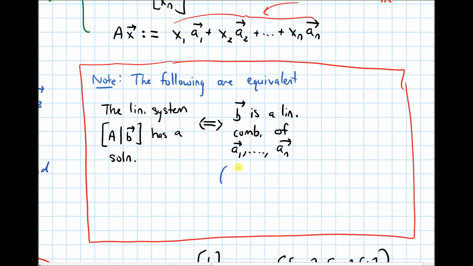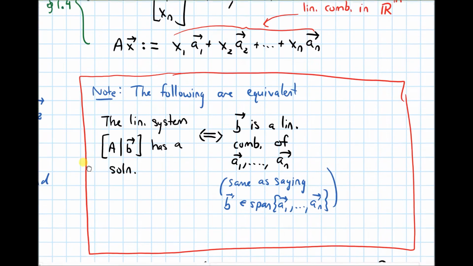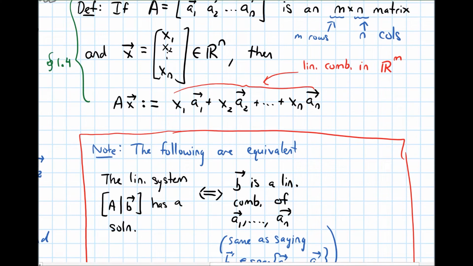Another way to say this is, note this is the same as saying, I can rewrite this using the word span. This is the same as saying that b is in the span of the vectors A1, comma, dot, dot, dot, comma, AN. And the reason why I wanted to introduce this notation, which we'll see again in 1.4, is I wanted to be able to say another way to say this right now, which is, so if b is a linear combination of these vectors A1 up until AN, I can rewrite that in this A times x way.